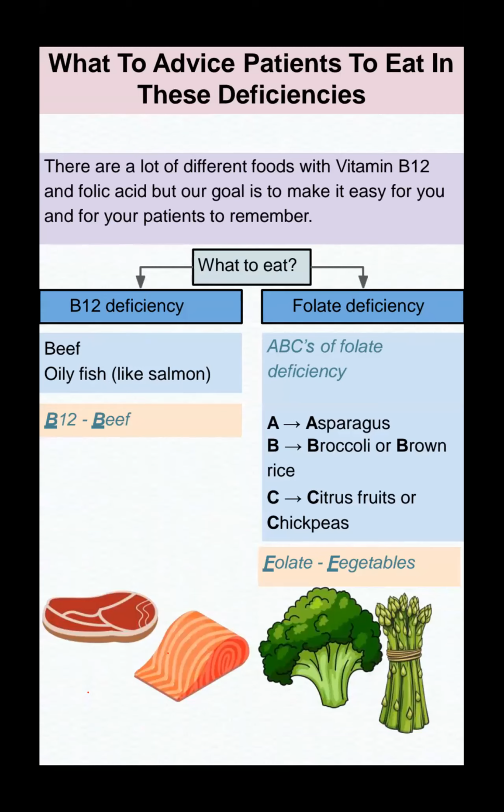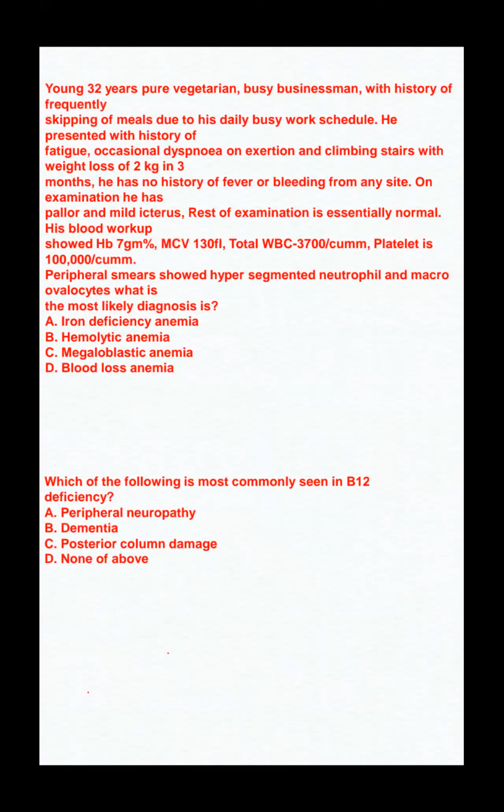So how do we have to advise the patient to eat? These are the advice that we have to take. We have to tell the patient to take more beef, broccoli, citrus food, supplementation, or to improve the dietary habit.